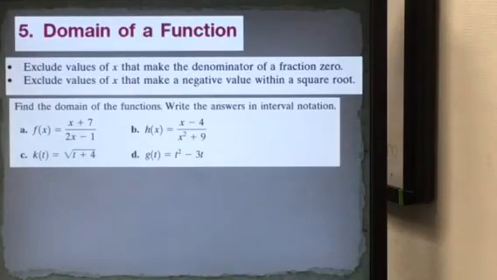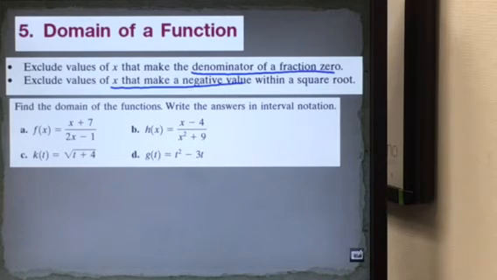So, to find the domain of a function if you're given an equation, we need to exclude values of x that make the denominator 0. Or if you have a square root, we have to restrict the domain so that we have no negative values. So this is how we do it.